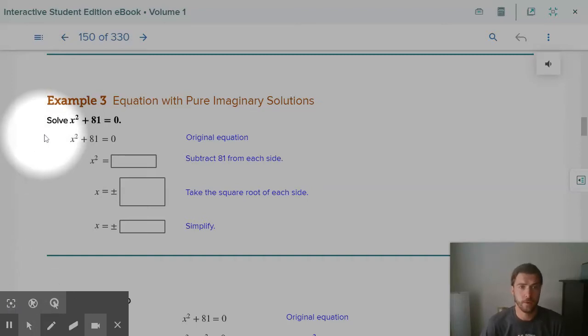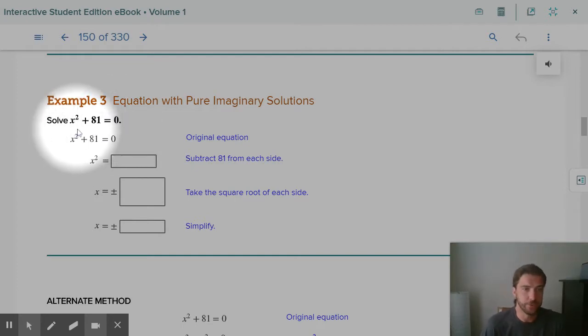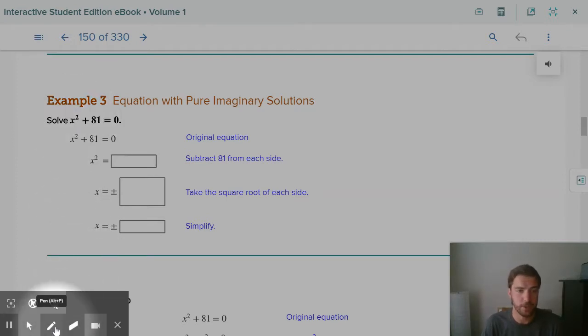All right, so now here on example 3, we're going to be working with an equation that has purely imaginary solutions. So the equation x squared plus 81 equals 0. We know this is not going to have any real solutions because x squared would need to equal negative 81, which means we would have to find a number that squares to be negative 81. That's not going to be a real number, it's going to be an imaginary number.